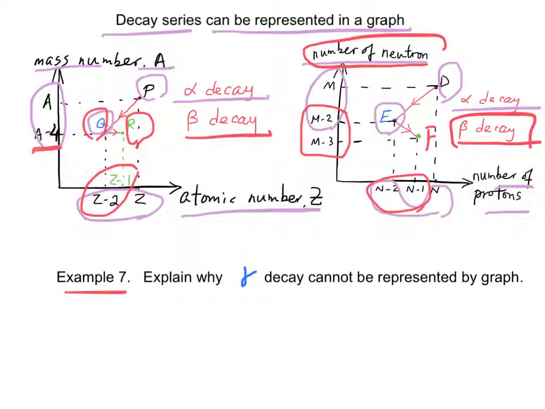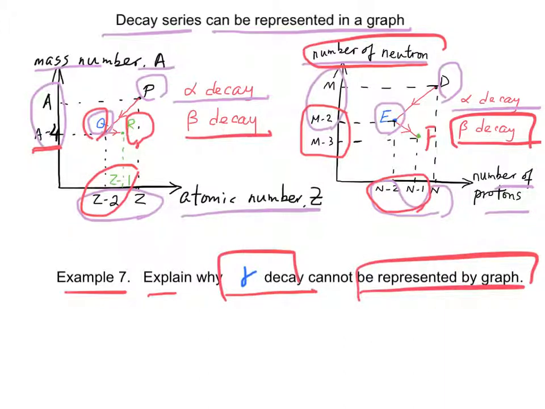Example 7. Explain why gamma decay cannot be represented by a graph. The reason is that both the mass number and the atomic number of gamma rays are equal to 0. Therefore, gamma decay cannot be shown by the graph.